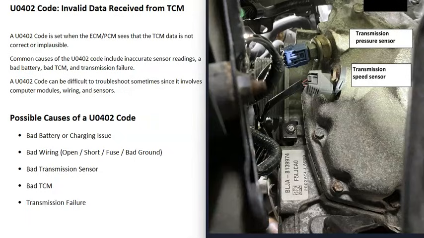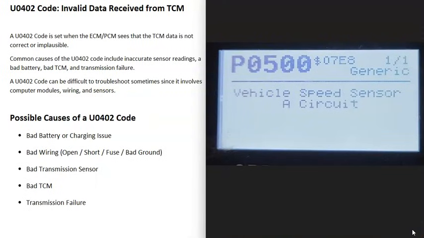And the next thing on the list is going to be a bad transmission sensor. The transmission has a lot of sensors in it. It can have pressure sensors and speed sensors and different things like this. Usually if you have a bad sensor, you're going to get other codes. For example, if this transmission speed sensor went bad, you would get a P0500 code, vehicle speed sensor A circuit. So if you are getting other codes, be sure to pay attention to that.